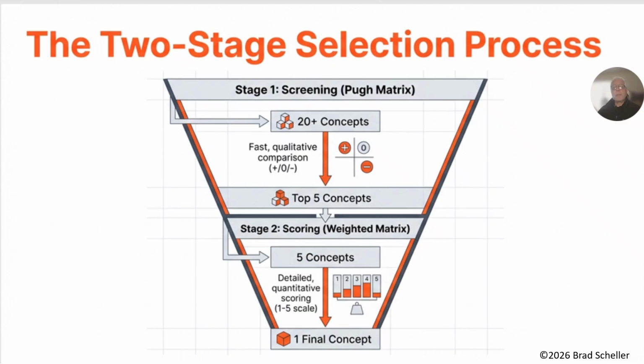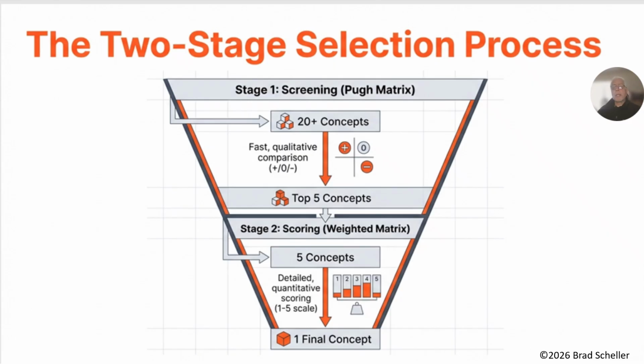The Pugh matrix uses a simple plus, 0, or minus scoring against a reference concept. That means plus means better, 0 means neutral, minus means worse. No detailed weighting, no calculations, just rapid evaluation and assessment, relatively. This quickly narrows your field to roughly your top 5 concepts. Some get killed outright, some get combined with others, and some move forward.